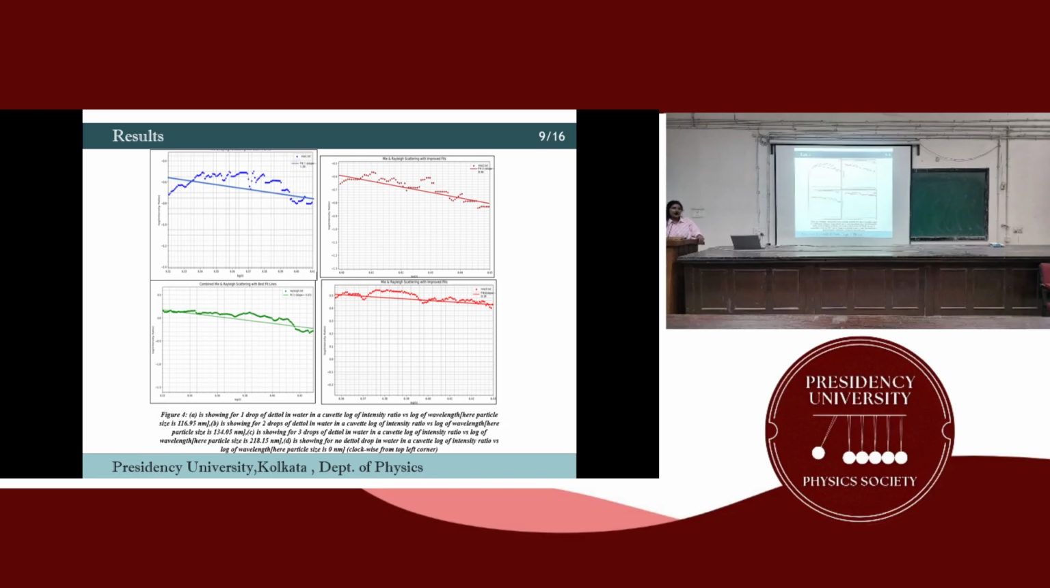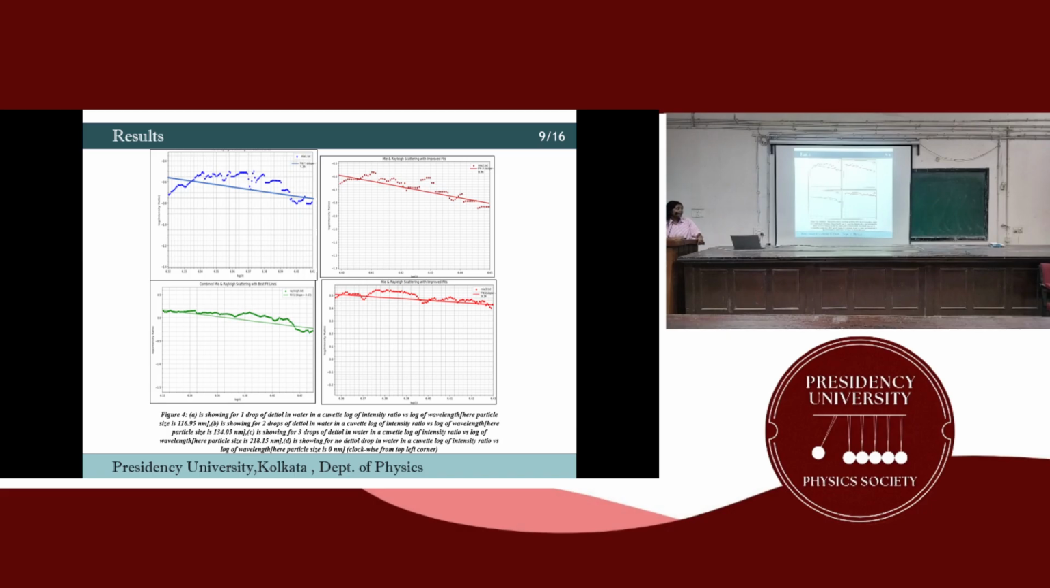And then in normal water, I added a drop of Dettol in the water. Then I have got a slope of around minus 1.35, which means I am increasing the particle size. The log of intensity ratio versus log of wavelength gives a slope of around minus 1.35, which is less negative compared to Rayleigh.